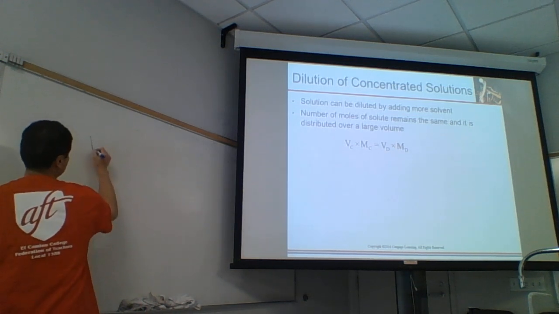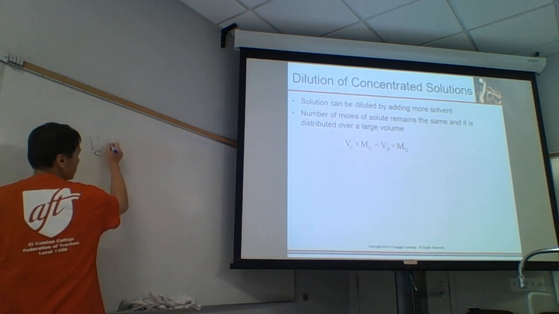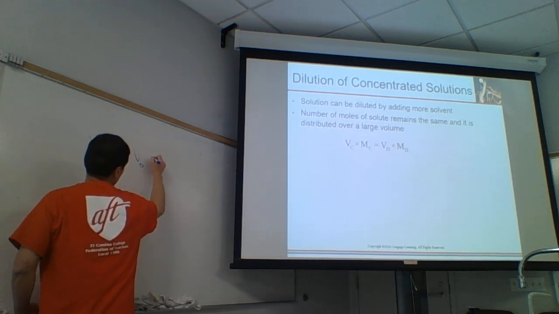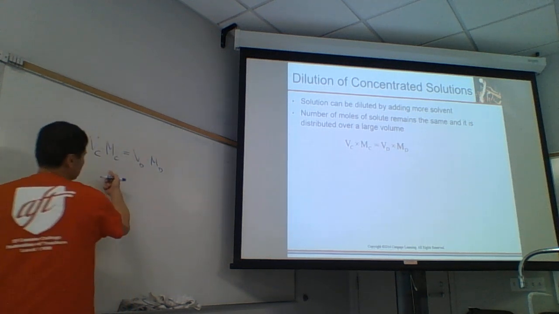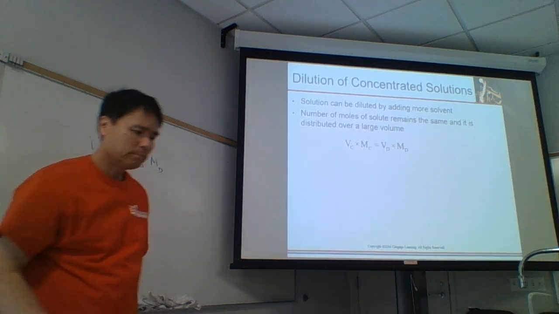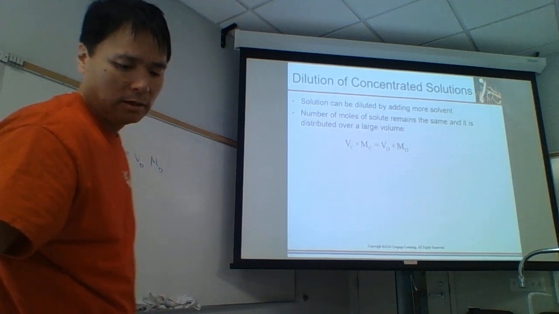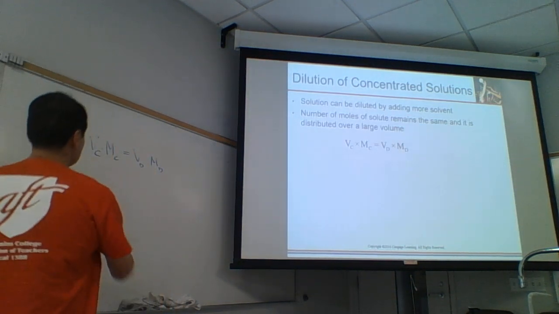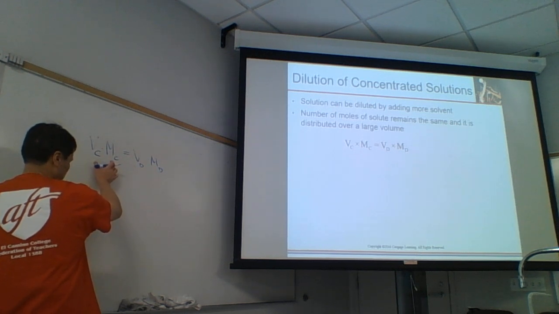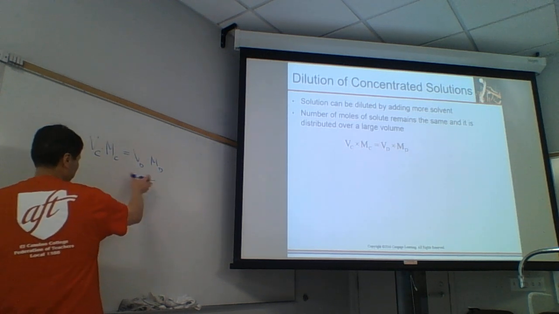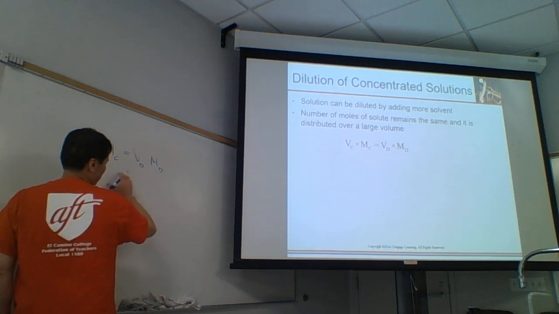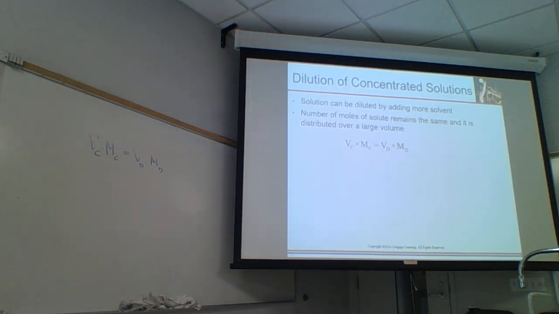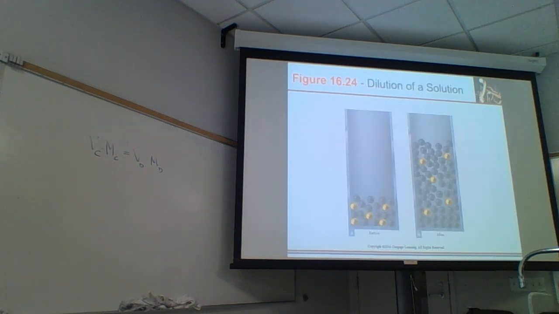And the equation we use is this one. The volume of the concentrated times the molarity of the concentrated is equal to the volume of the dilute times the molarity of the dilute. And so volume times molarity, in other words, liters times molarity, gives us moles. So this is the moles of solute. So we don't change the moles of solute. The moles stay the same. We just change the amount of solvent. That can be seen here.